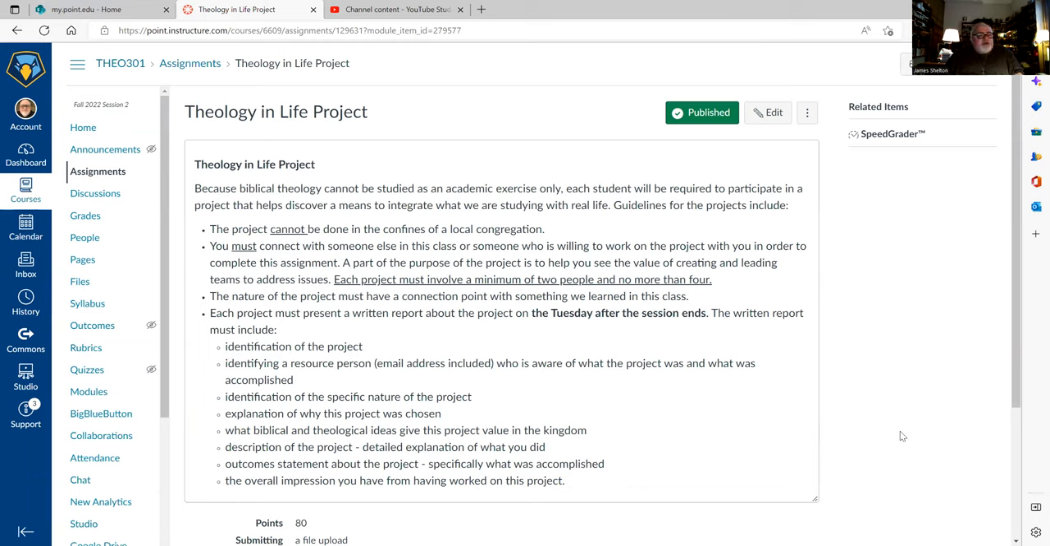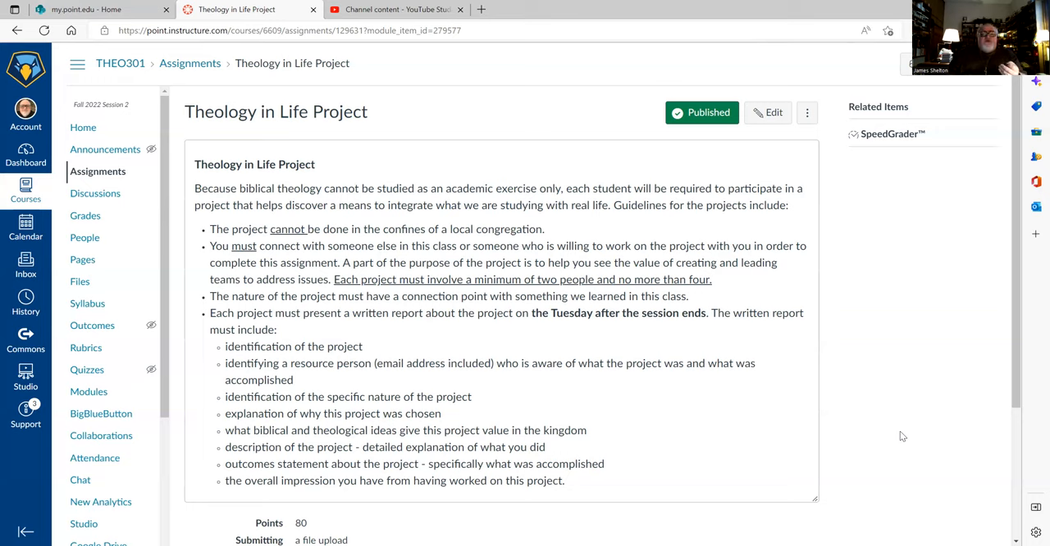Theology cannot be studied as an academic exercise only. Each of you will be required to participate in a project that helps discover a means to integrate what we're going to be studying with real life. And here are the guidelines. It cannot be done in the confines of a local congregation. So you cannot do it with your home church or somebody else's home church. It has to be done in another setting. You must connect with someone else in this class or someone who is willing to work on the project with you in order to complete this assignment. Part of the purpose of the project is to help you see the value of creating and leading teams to address issues.